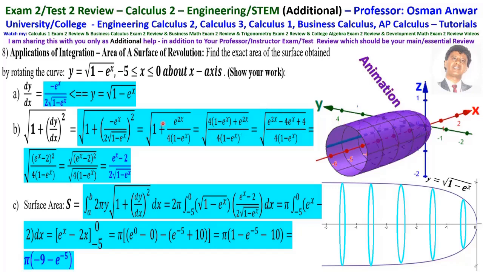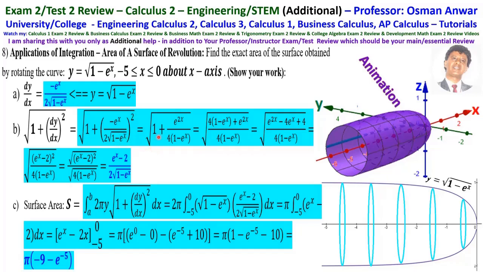Okay, so the first thing is we need dy/dx, so y is square root of 1 minus e^x, then dy/dx is 1 over square root of 1 minus e^x times minus e^x. So then we need square root of 1 plus (dy/dx)^2, which is square root of 1 plus (minus e^x over 2 square root of 1 minus e^x) all squared.